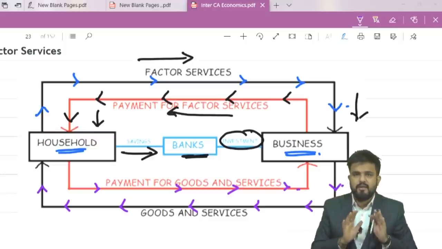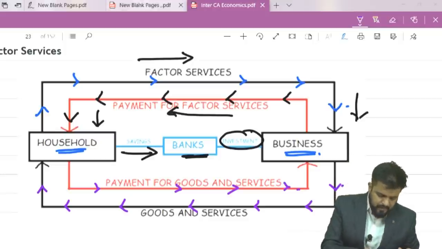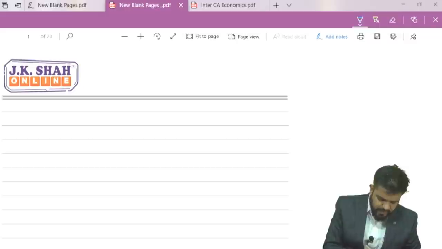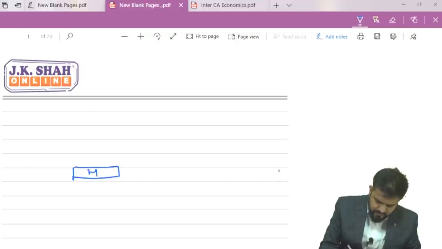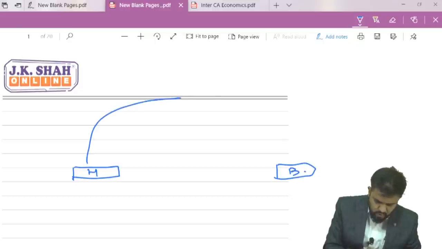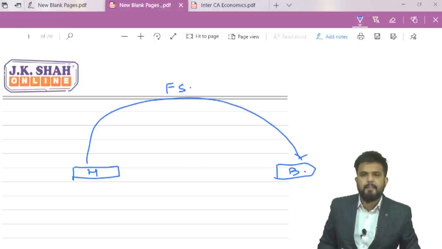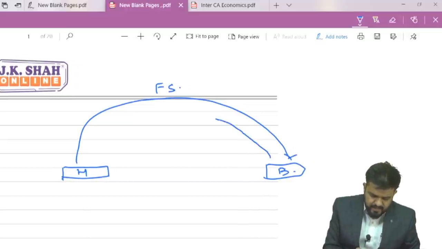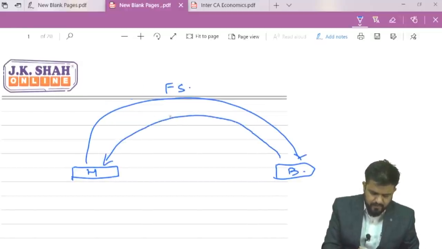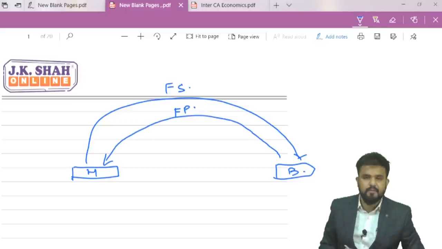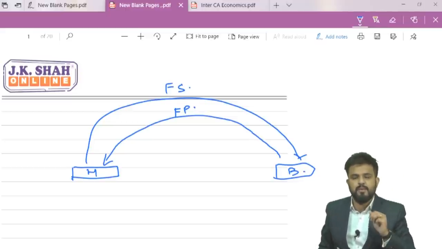Very simple. Listen carefully. In very simple language, if this is household and if this is business, so can I say households provide factor services to business, and in return business gives factor payment? This is factor payment. Whose income and whose expenditure?